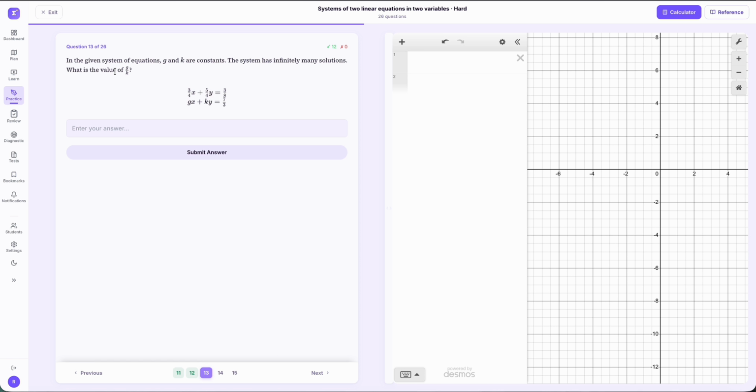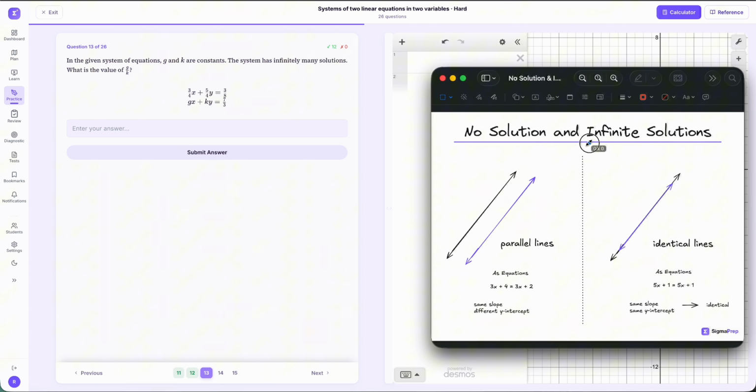Okay, next one. In the given system of equations, g and k are constants. The system has infinitely many solutions. What's the value of g over k? All right, this is a genuinely kind of difficult problem. It's one of our special cases. Infinite solutions is this side over here, right? So they got to be identical. But you can't really do that in Desmos with a slider when there's two unknowns. Sliders work when there's only one unknown, not with two.